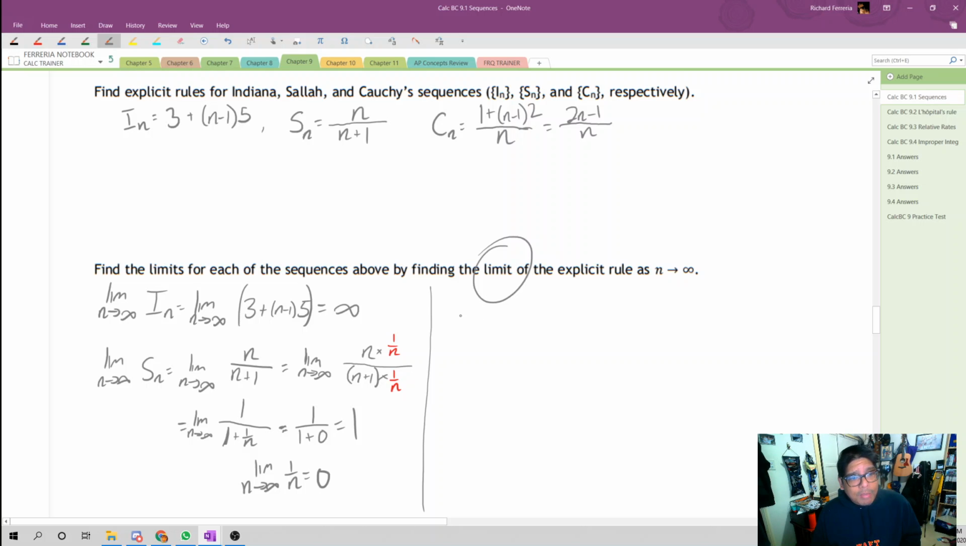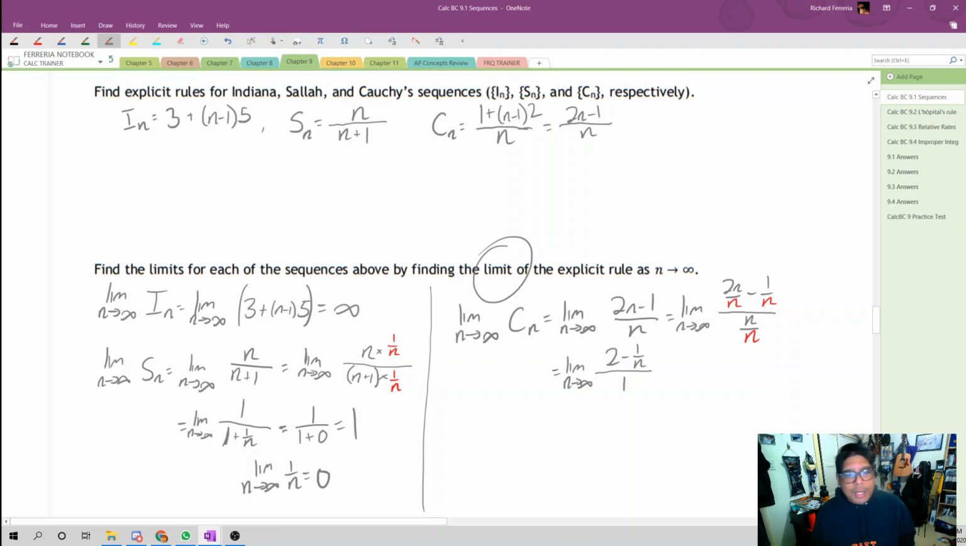We have the limit as n approaches infinity of the Cauchy sequence. That's going to be equal to the limit as n approaches infinity of 2n minus 1 over n. And again, we look at the highest power here, which is n to the first. So I'm going to multiply that numerator and denominator by 1 over n. Simplify that.